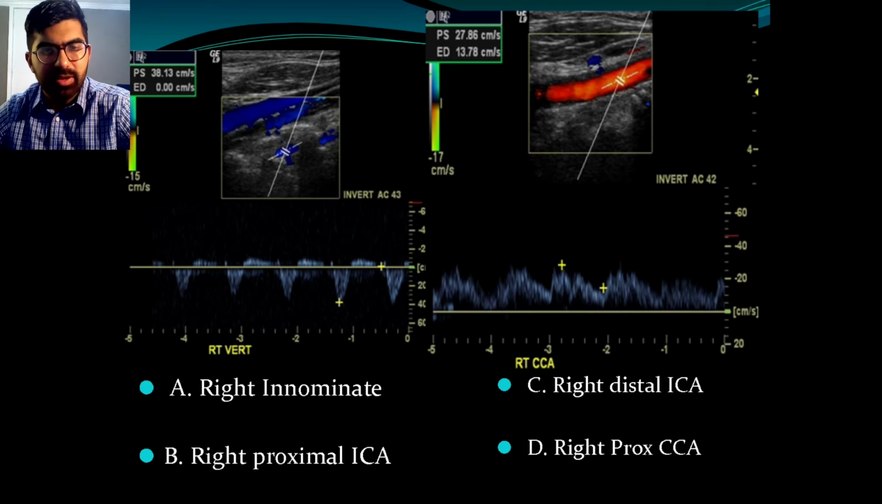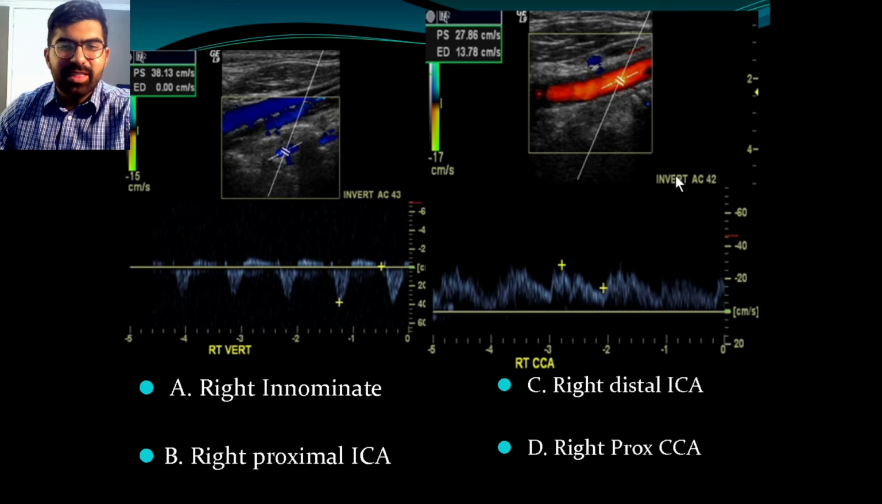Is it A, in the right innominate artery? Is it B, in the right proximal ICA? Is it C, in the right distal ICA? Or is it D, in the right proximal common carotid artery? Take a look at the waveform of the common carotid artery, and what do you see?